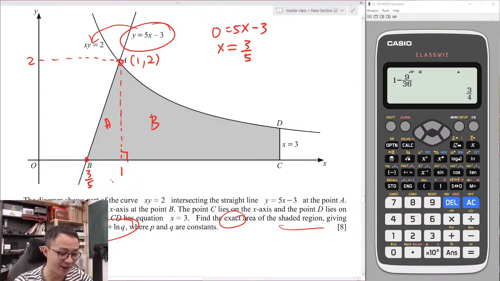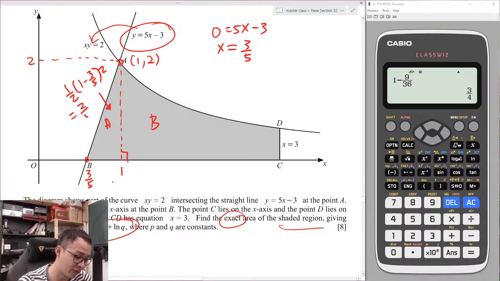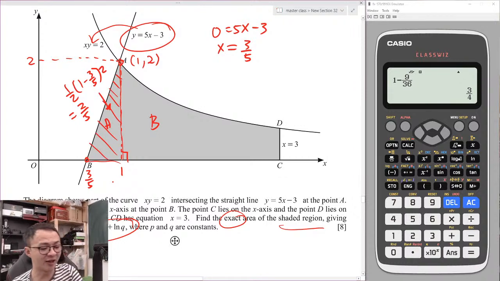Alright, now I can get the area of the triangle easily, which is half times 1 minus 3 over 5, times 2, which is 2 over 5. Now I got the area of the triangle. In case you cannot see it, this is the triangle I mentioned. The area of the triangle is 2 over 5.